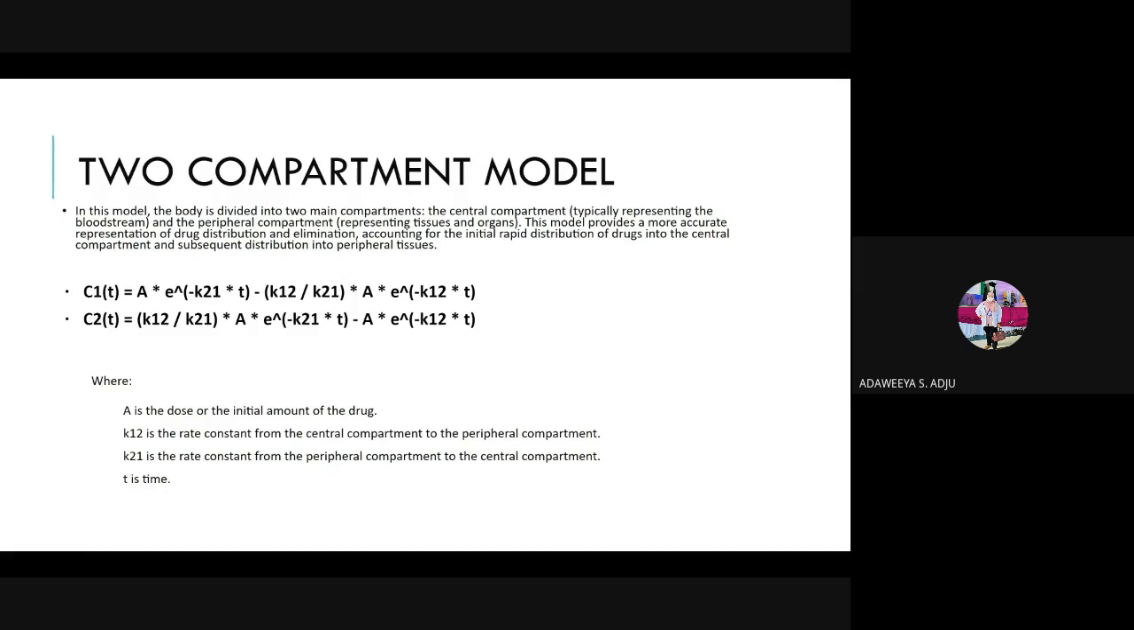Where D represents the dose, the initial amount of the drug, and K12 is the rate constant from the central compartment to the peripheral compartment, and K21 is the rate constant from the peripheral compartment to the central compartment, and t represents time.